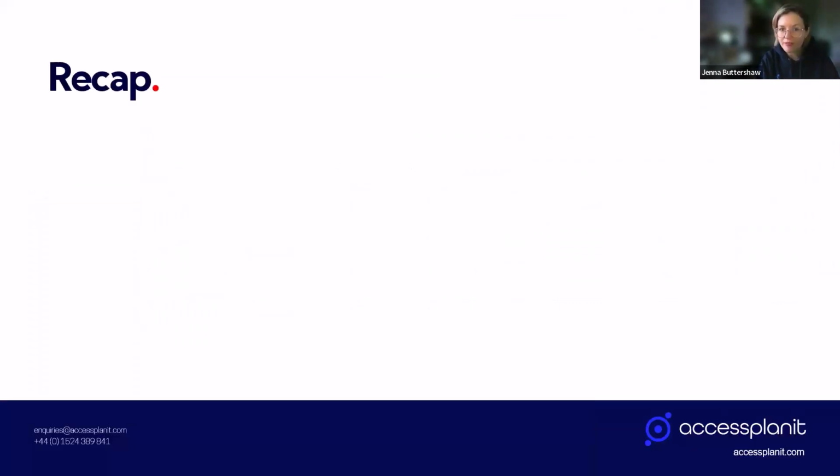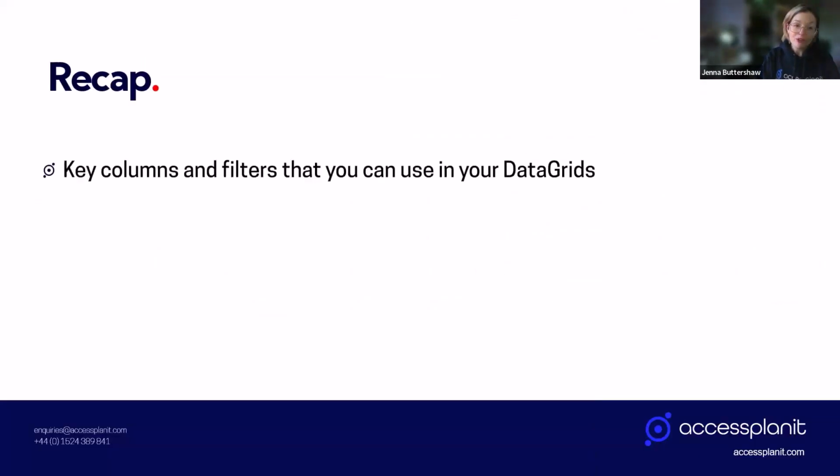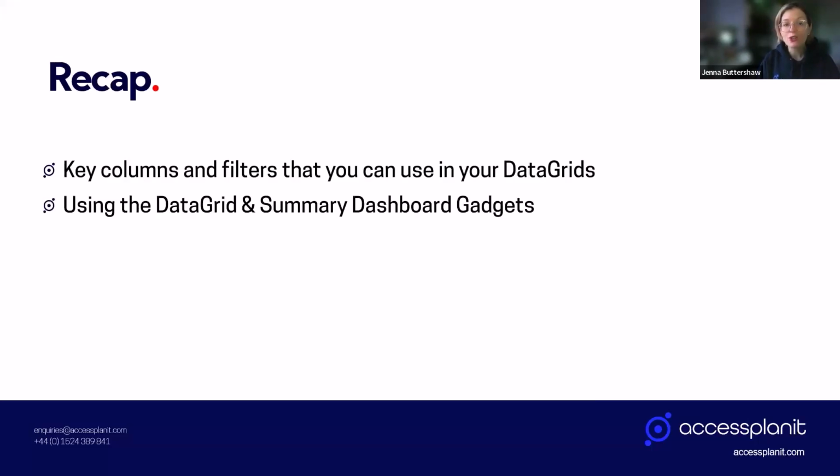Okay, so a bit of a recap of everything that we've covered. We talked about some key columns and filters that you can use within your data grids. We talked about the transferred to and transferred from columns, the invoice status, invoice reference, and the parent course info from your courses data grid. We've had a look at two types of dashboard gadgets, the summary gadget and the data grid gadget. We had a look at form badges as well, those little colourful numbers that can cause data to pop up and be shortcuts.